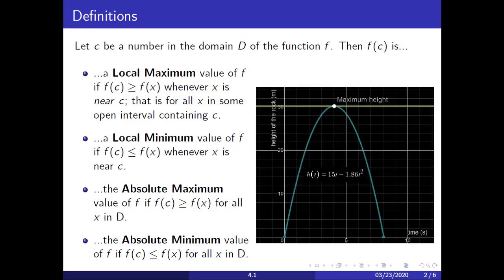On the other hand, in my graph of the rock's height, there is an absolute maximum value. The maximum height of around 30 feet we found earlier. There is also an absolute minimum value of 0 when the rock is at ground level.